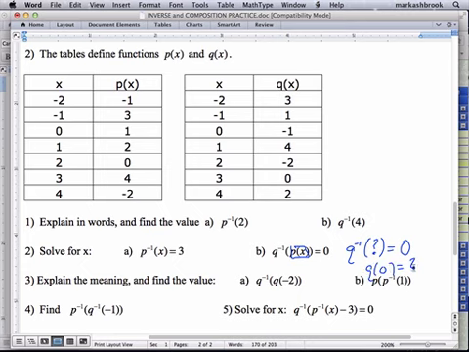So would you look for a particular P of X value that gives you zero? No, we're not there yet. We have nothing to do with P of X yet. We're trying to figure out what output of Q gives zero, because that would be the input of Q inverse that would give zero. Three? Nope. No. Oh, I'm sorry. Negative one. Right?